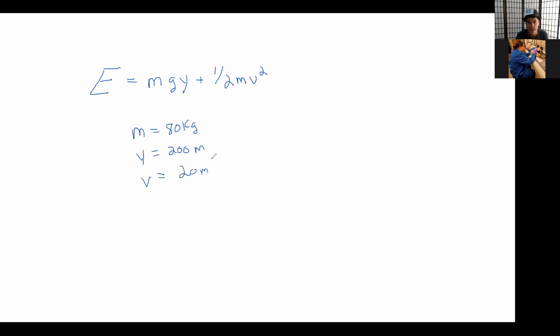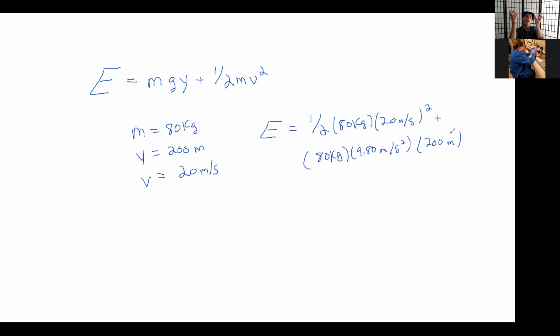So if there's no spring, then my total mechanical energy is just going to be my gravitational potential energy plus my kinetic energy. If there was a spring, then I would need to also look at elastic potential energy. So in this case, we were just given that the mass was 80 kilograms, the initial height was 200 meters, and the speed was 20 meters per second. So if I want to get my total mechanical energy, it's my kinetic energy, 1/2 times 80 kilograms times 20 meters per second squared, plus my gravitational potential energy, 80 kilograms times 9.8 meters per second squared times 200 meters.